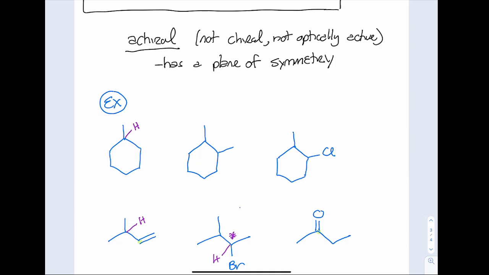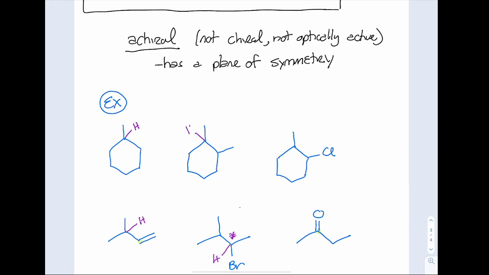And then I'm back to where I started. So essentially, if I go this direction, it's the same as if I go in this direction. So that carbon is not a chiral center because it doesn't have 4 different groups, right? If I go clockwise or counterclockwise, it's the same. So no chiral centers on that one.